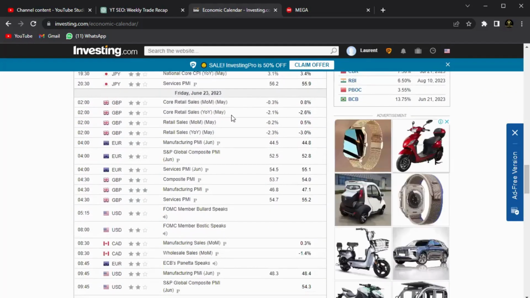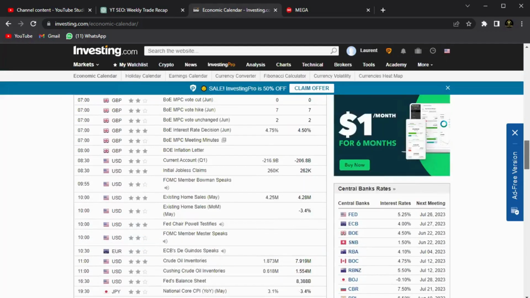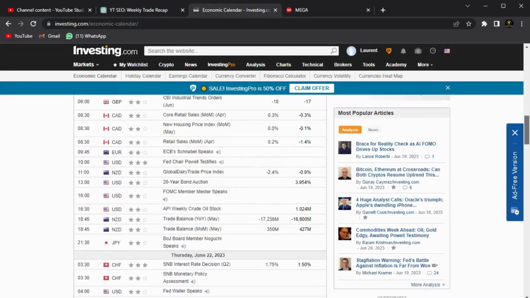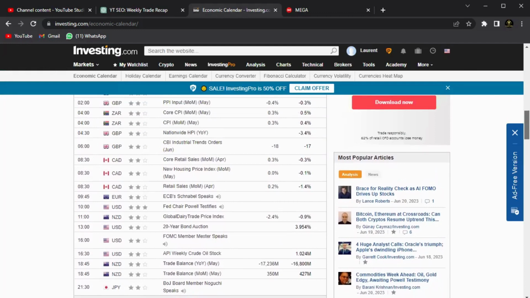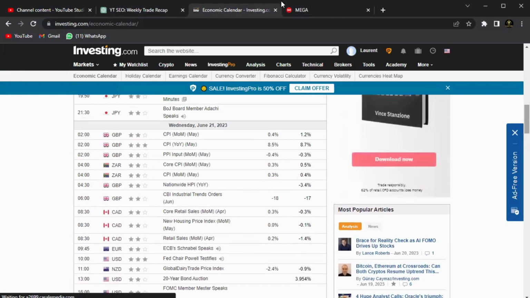So yeah, on Friday, core retail sales for the pound, services PMI for the euro, manufacturing PMI for the pound, manufacturing sales for the CAD, not such strong fundamentals, although they do have some volatility in them. So Friday won't be that much of a hard crack, right? So we have Thursday, the strongest fundamental of the week will be placed there. And then we have Wednesday, tomorrow, some strong fundamentals will also be available. So let's look at the markets and see what's up with that.